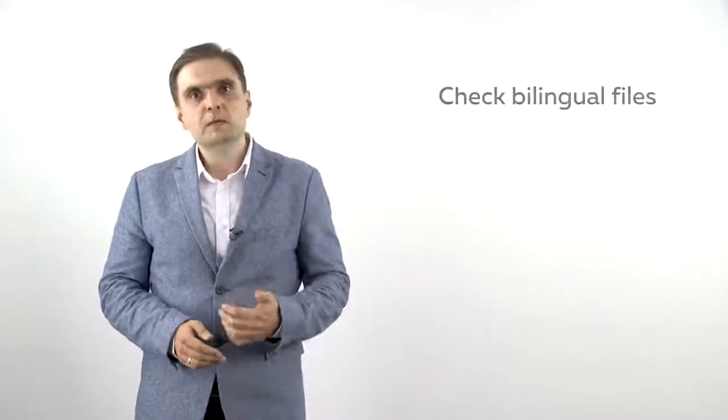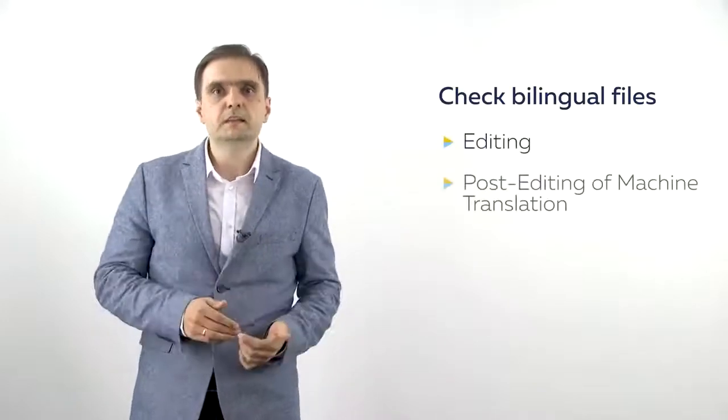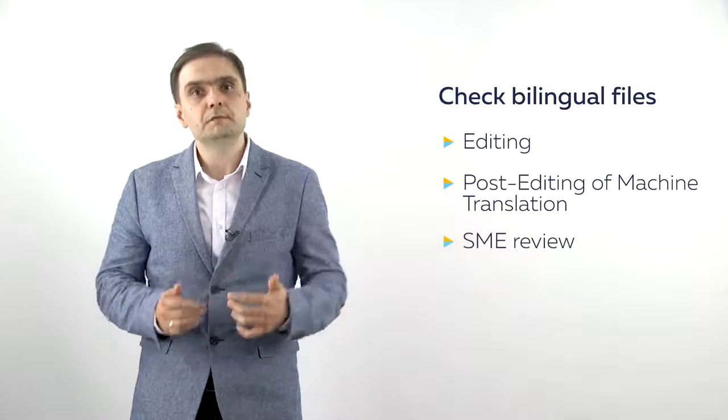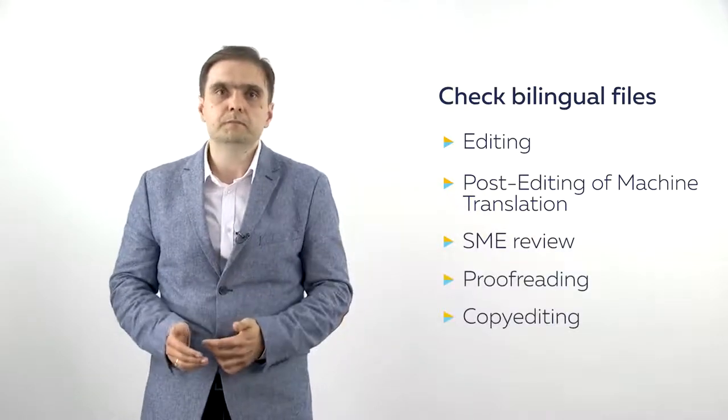Now, let's talk about checking bilingual files, or the CAT files that contain two columns of source and target texts. During the previous step, we only generated the text. At this step, we are trying to make it better. I isolated these tasks into a separate group because it's best to complete them in bilingual files and not after the target text was dropped into layout. This will help you save time and money by avoiding unnecessary redos. This group of tasks includes editing, post-editing of machine translation, SME review, proofreading, and copy editing.